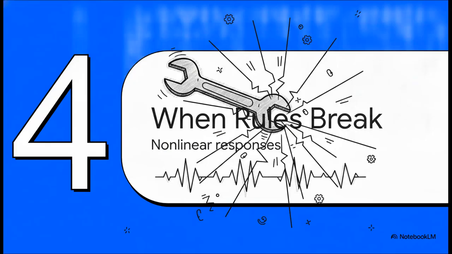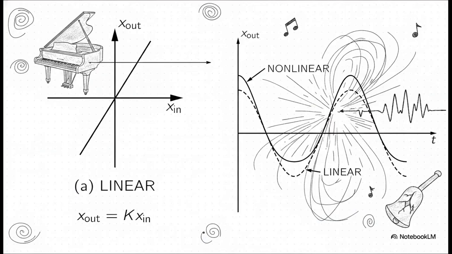Okay, Section 4, when the rules break. Let's talk about nonlinear responses. Because, right when we fully wrap our heads around this perfect linear math, we have to throw a wrench into the whole system. Take a look at the difference here between a perfectly proportional linear system, like say a nicely tuned piano string, and a curved, nonlinear response that physically warps our wave.